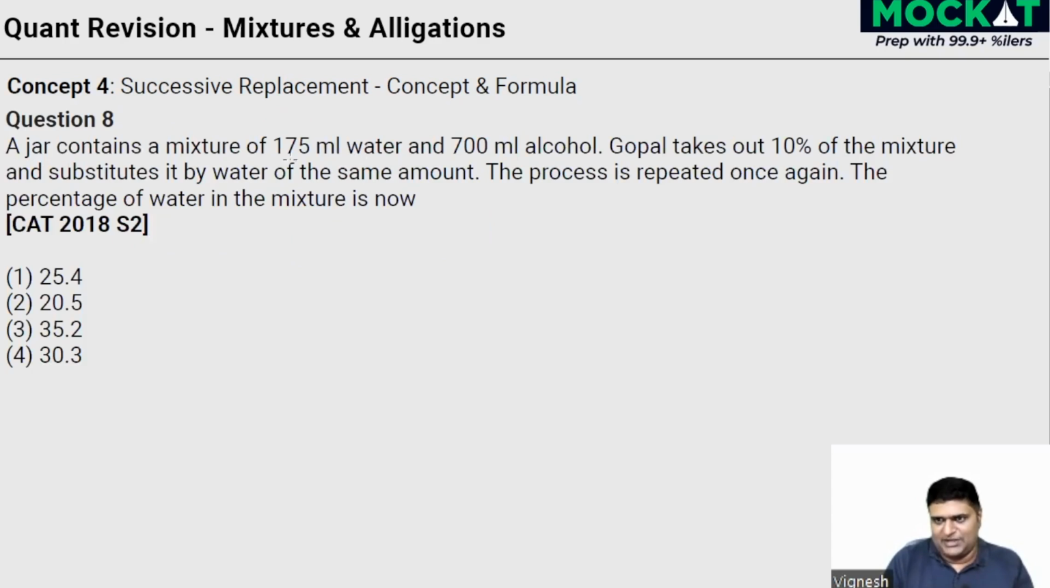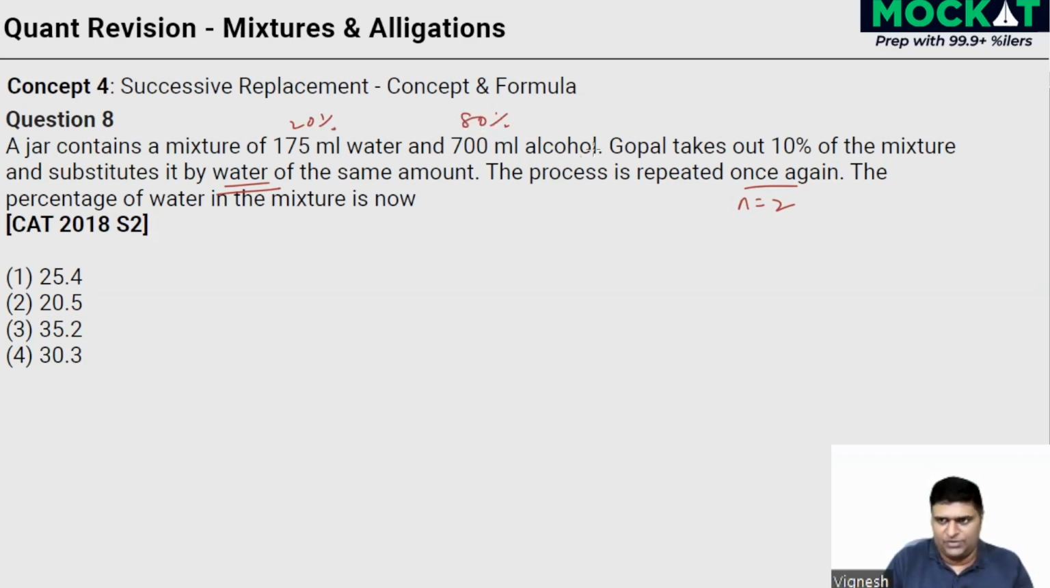A jar contains a mixture of 175 ml water and 700 ml alcohol. Gopal takes out 10% of the mixture and substitutes it by water of the same amount. The replaced liquid is water. I have to be focusing on alcohol over here. This process is repeated once again, so 2 times it's happening. The percentage of water in the mixture is now what? I am asked in percentage terms. I don't care about absolute value. 175 is to 700 as 1 is to 4, which means 20% is water and 80% is alcohol.